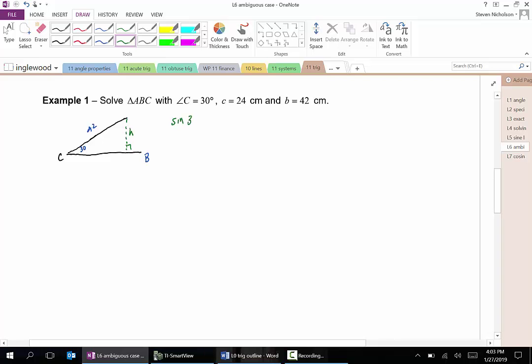The sine of 30 degrees is equal to the opposite over the hypotenuse. And when we solve that, we get h is equal to 21. So here's what's important. Given that h is 21 and it is smaller than 24, I can imagine that the other side of my triangle is over there. Again, I'm going to talk more about this when I see you, but there's a physicality to it.